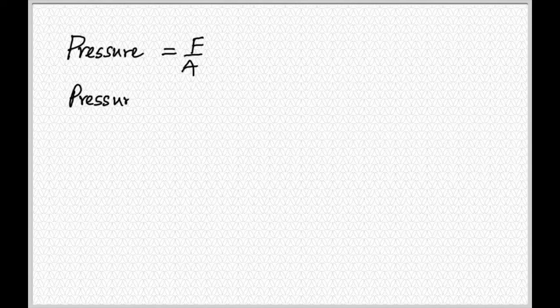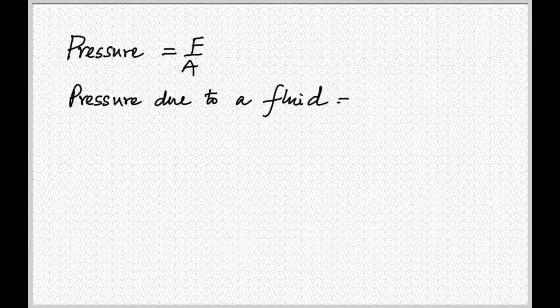Next up, we have pressure. Pressure is basically defined as force by area, and its unit is Newton per meter squared or Pascal. But pressure due to a fluid, which is a liquid or a gas, is given by h rho g, where h is the height or depth of the liquid, rho is the density, and g is the acceleration due to gravity.